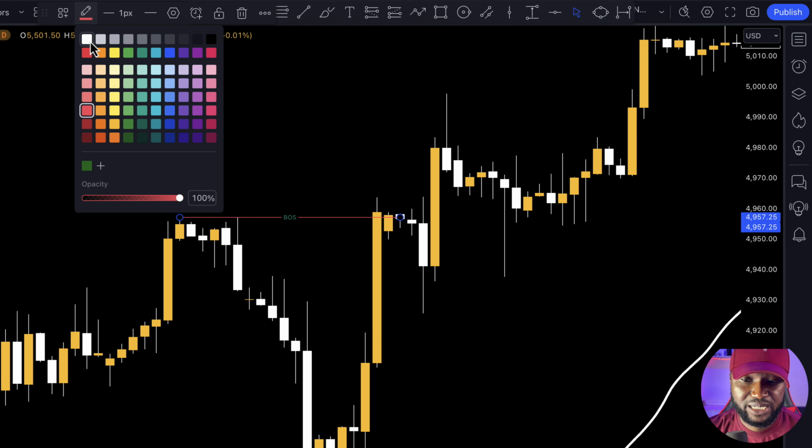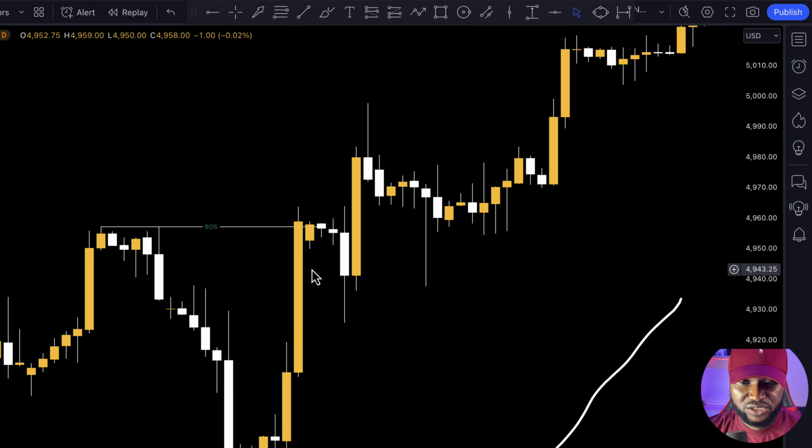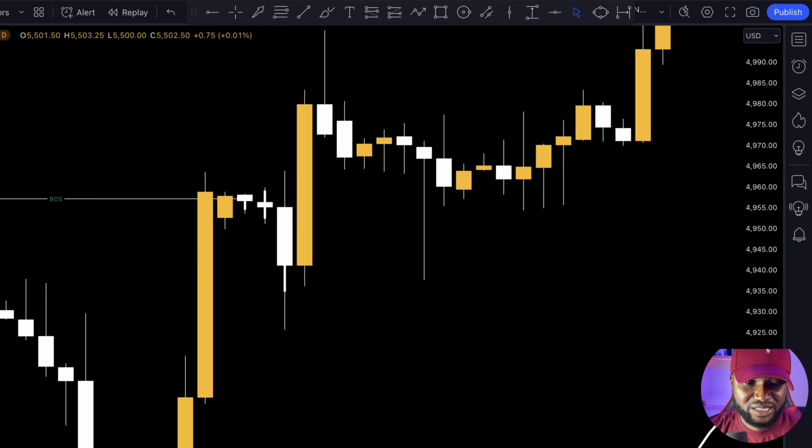Let me make the color white so you can see. Valid break of structure. Alright, so as price went up, this is now a retracement, guys. Notice what price did. Let me show you. It has 1, 2, 3 candles. Look at the close of those candles. Now this is where the information is powerful.